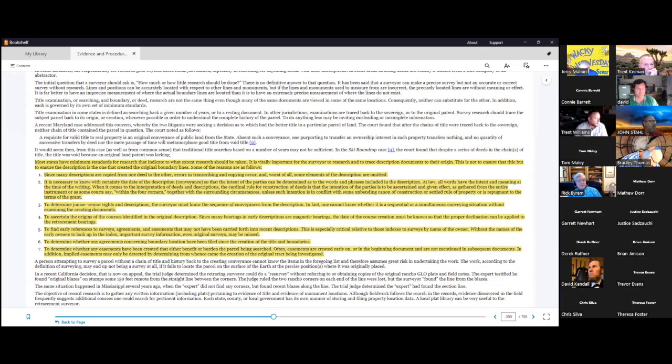It is necessary to know with certainty the date of the description or conveyance so that the intent of the parties can be determined. As to the words and phrases included in the description, at law, all words have the intent and meaning at the time of the writing.